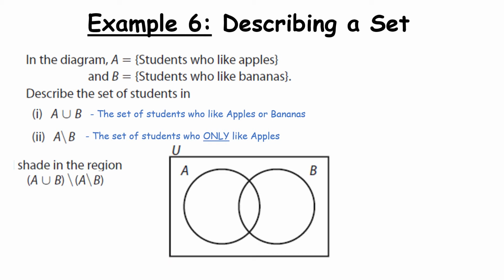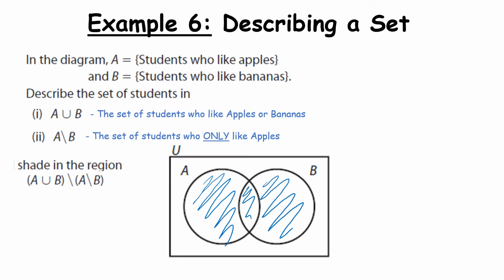Finally, we're asked to shade this region. Now, I'm able to do this a little bit easier because of the pen, but this will help you follow along. So we've A union B, which is this bit, and this bit. Take away, so I've done this, take away, so less, A take away B. So A take away B is this bit here, and that's what we want to take away from my original shading. So where there's double shading, we're going to take this away, and this is what we're left with.